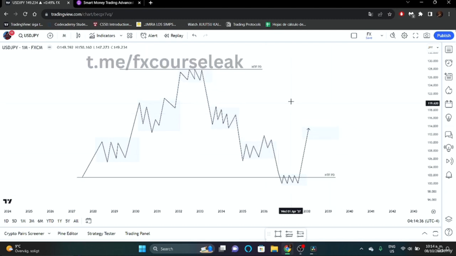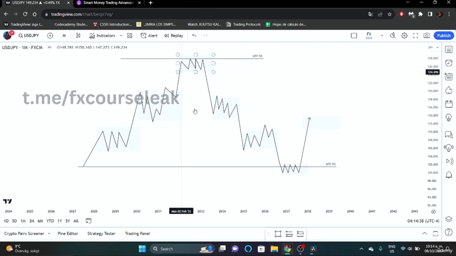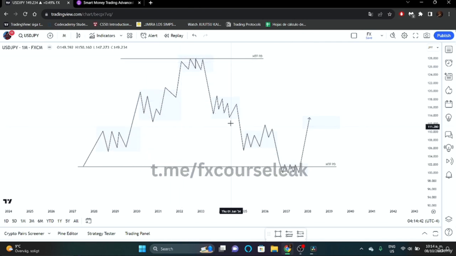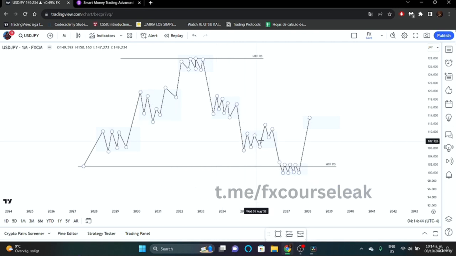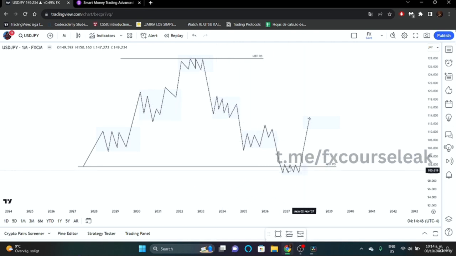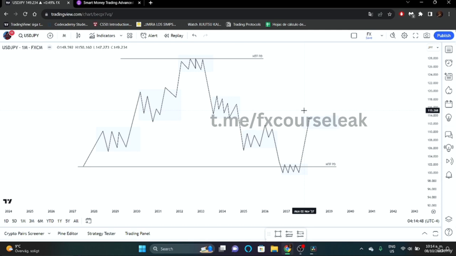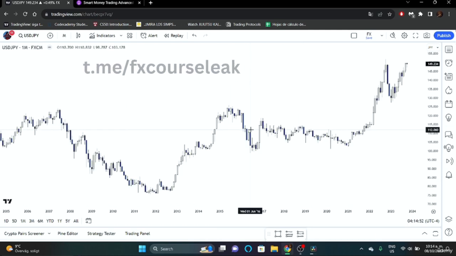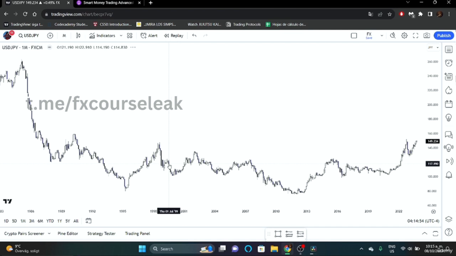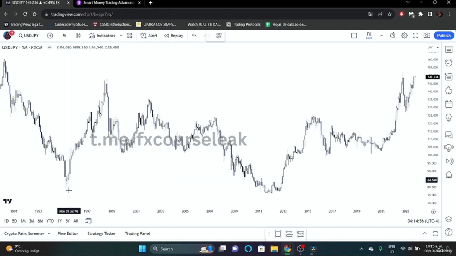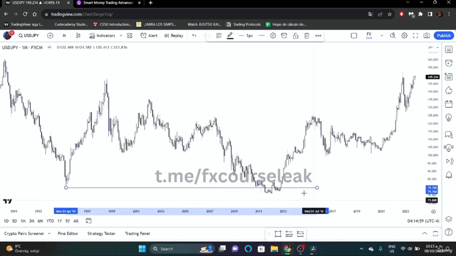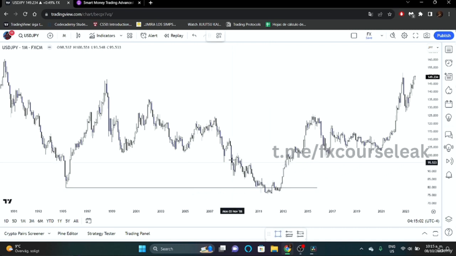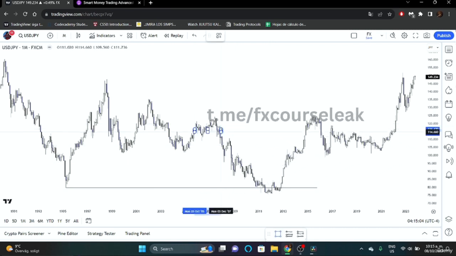Okay, so first accumulation, second accumulation, reversal phase, first distribution, second distribution, reversal phase, and so on. Let's remove this and let's go to the chart. Where's the higher time frame? Right here. Accumulation, reversal. Okay. Reversal.